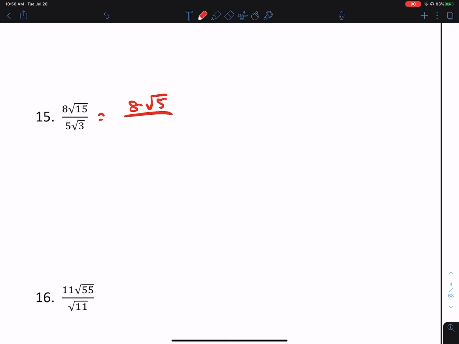And then square root of 3 divided by square root of 3 is 1, so it's 1 times 5, which is 5. Now we might be finished. Here's what you need to check to make sure you're finished.